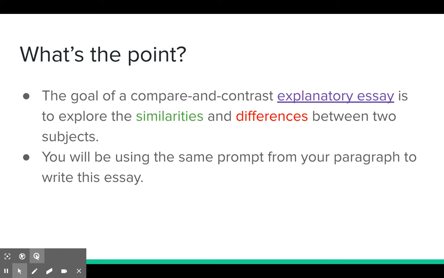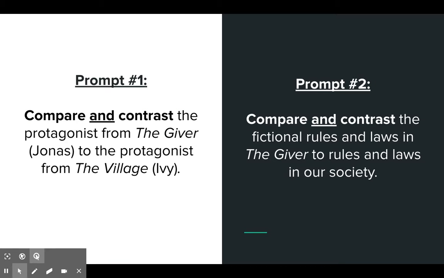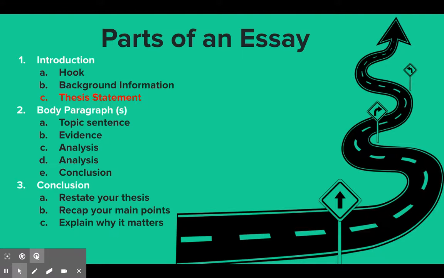For us specifically, we're going to be using our same prompt from our paragraph that we wrote 2 weeks ago to write this essay. So we have already completed the body paragraphs, and now we will be working backwards to write our introductions and then our conclusions. Just as a reminder, prompt 1, you are focusing on our two protagonists from The Giver and The Village. And if you're writing prompt number 2, you are comparing and contrasting the fictional rules and laws in The Giver to the rules and laws in our own society.